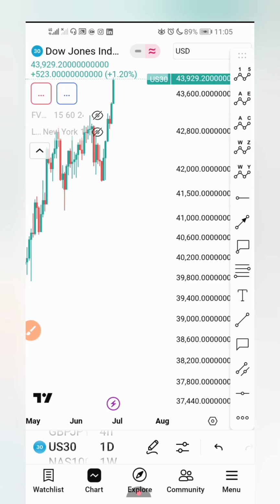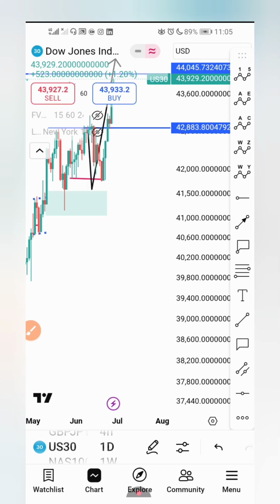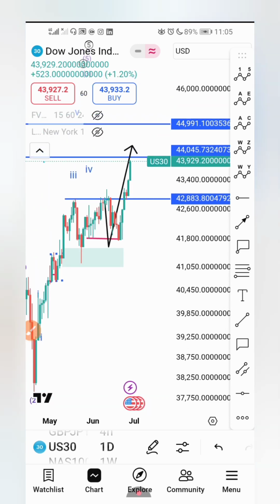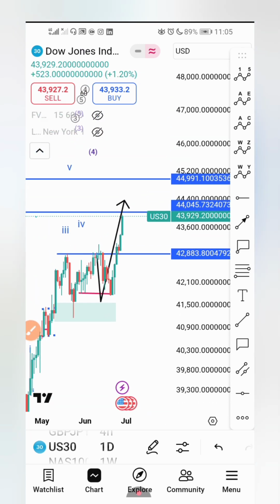This is the great way. Of course, if you're following my analysis on indices, you have made a lot of money. You can see how I analyzed this the other time. You can watch the previous video on this channel. You can see it clearly. It was going to come into this marked area, but it didn't get there. It just took the liquidity and started going up.